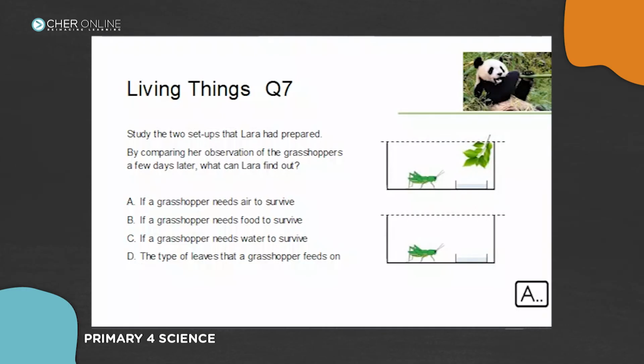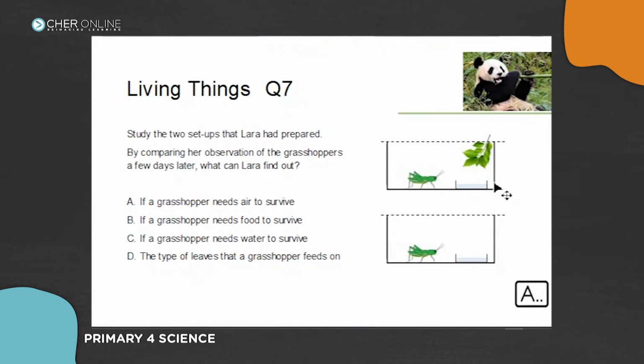One answer only. Study the two setups that Lara had prepared. By comparing her observation of the grasshopper a few days later, what can Lara find out? If a grasshopper, okay, so what is present? What is the only change variable in the two setups?